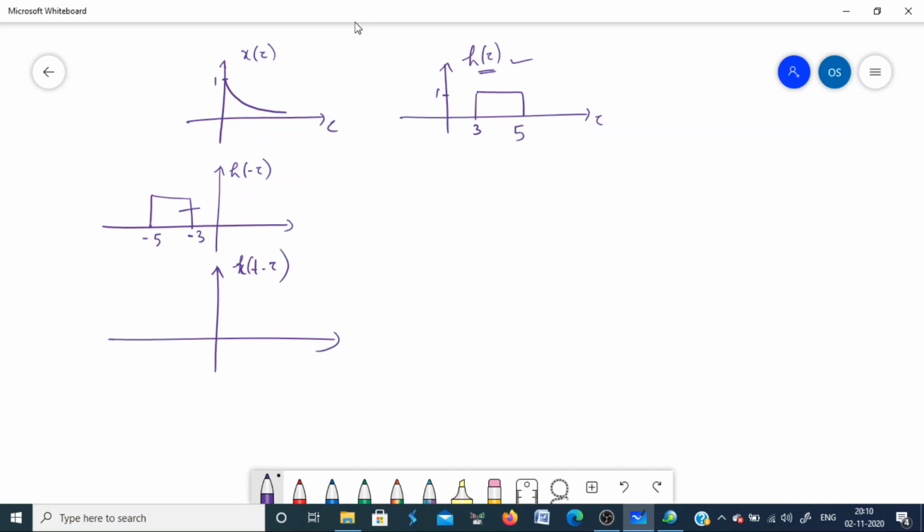When you shift this function to the right, till you shift it by 3, when you shift it by 3, this h will reach here at t equal to 0. Before that your product is 0 because it is 0 for t less than 0. It means again y of t will be 0 for minus infinity to 3. And when you shift this pulse to t equal to 3, you have a situation like this.